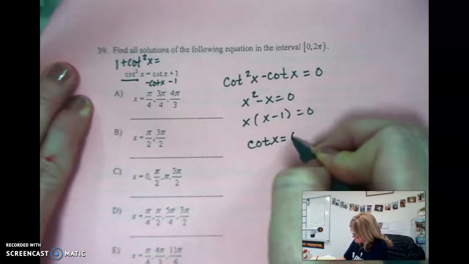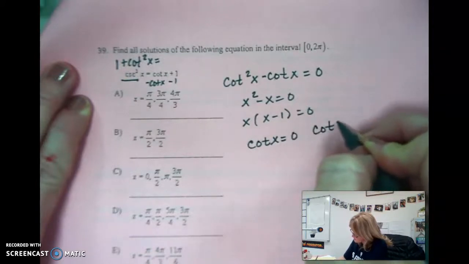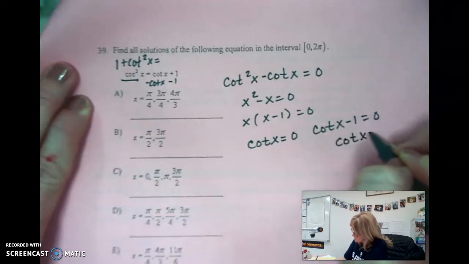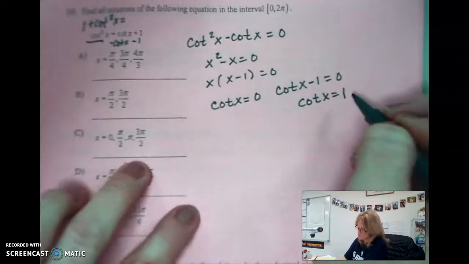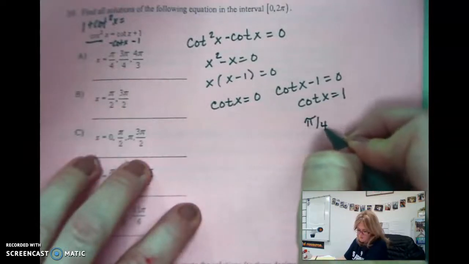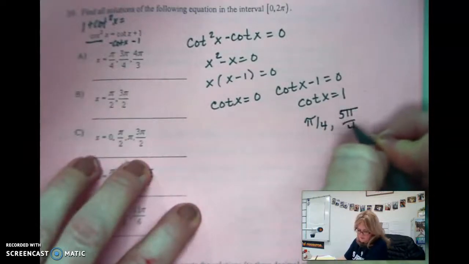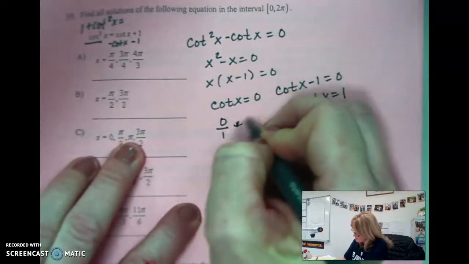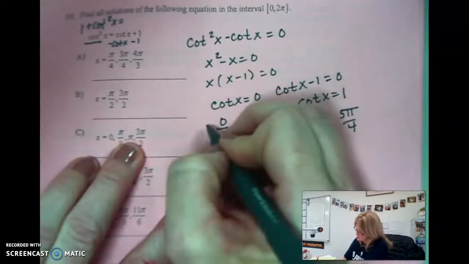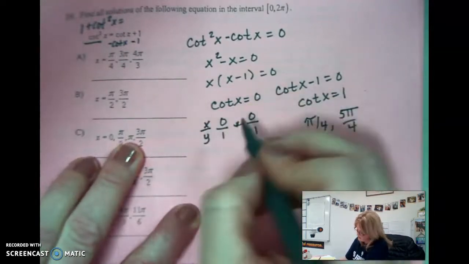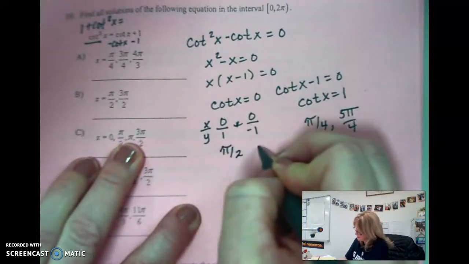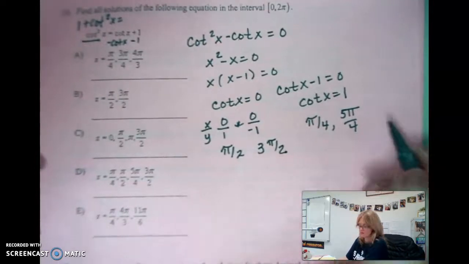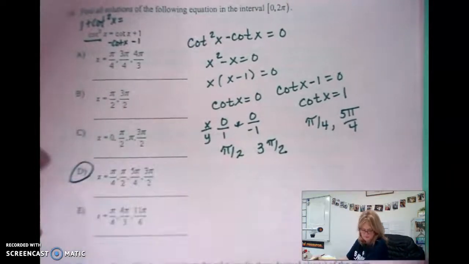When is cotangent of x equal to 0? And when is cotangent of x minus 1 equal to 0? Add 1 to both sides. When is cotangent equal to 1? At 1/4 of a pi and 5 pi over 4. When does it equal 0? That's when it's 0 over 1 and 0 over -1. Remember, cotangent is your x over y value. So that's at half a pi and 3 pi over 2. And we need all 4 answers, which is letter D.